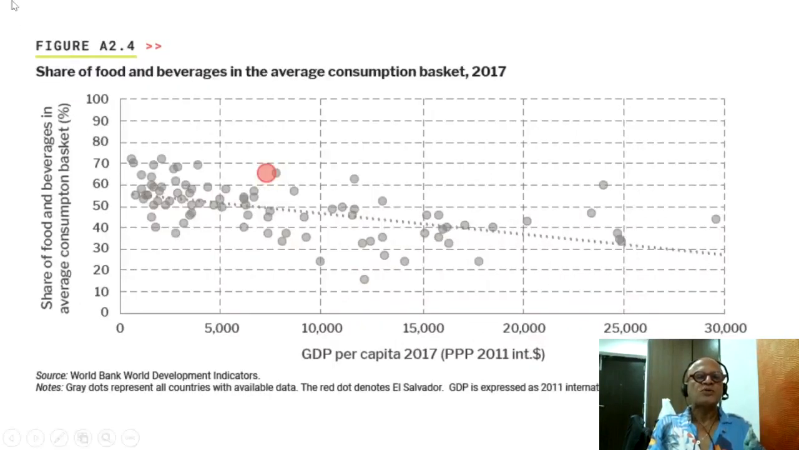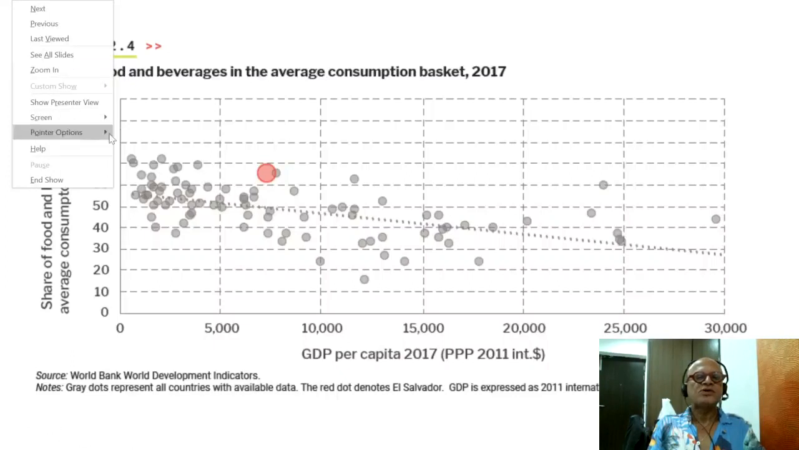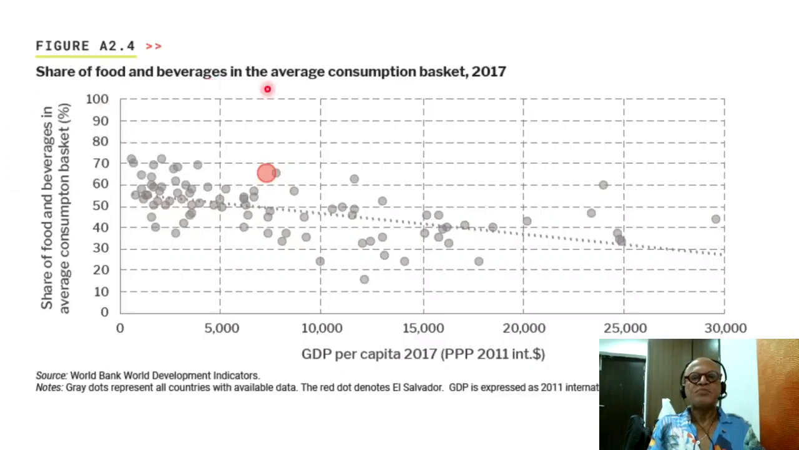2.4, which we talked about here, pointer gone missing. Share of food and beverages in the average consumption basket. So this is for non-farmer incomes, looking at red dot here. So share of food and beverages in average consumption basket in percentages versus GDP per capita again in 2017. You can see that as GDP increases, the share of food and beverages in average consumption basket should decrease, but that's not the case for El Salvador here.